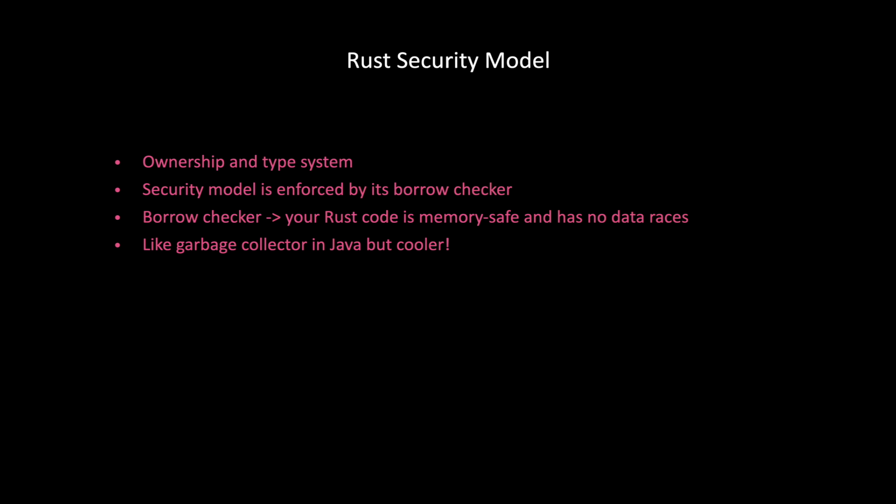Now let's talk about the Rust security model. Briefly, the Rust security model is geared toward the concept of ownership and the type system. Ownership itself is enforced by a core component called the borrow checker. The borrow checker is a part of the compiler, and it is responsible for checking your source code during the compilation process and making sure there is no memory violation, so it's memory safe. We don't want to have the issues we have in C and C++. It also makes sure there are no data races.